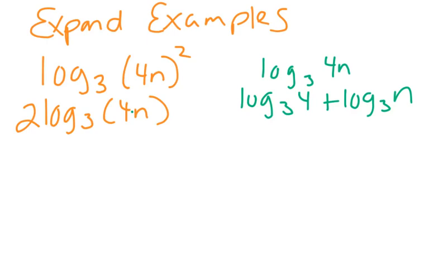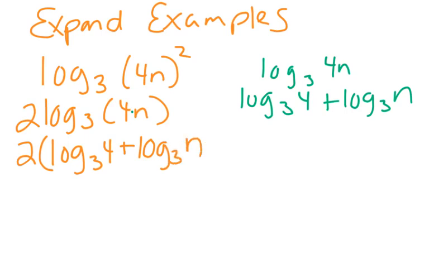Now, here's the tricky part with this particular strategy. This 2 goes with the whole thing. It goes with the 4 and it goes with the n. And you can see that up here with the exponent. The exponent of 2 goes with the 4 and it goes with the n. So when you do that expansion, you actually need to put parentheses around it. So you need to retain that order.